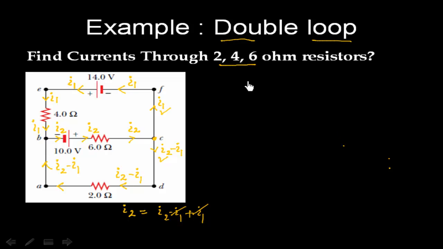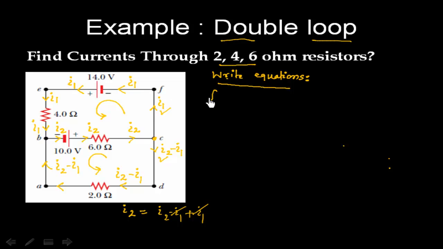Now the second step is writing equations. So let us write the equations. How many unknowns do we have? We have two unknowns, so we have to write two equations. One can write one equation in this loop and another equation in this loop. So there are two ways. Let us write the equation in this loop first.